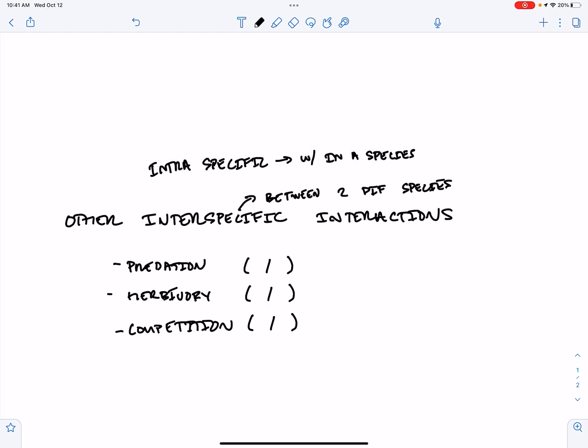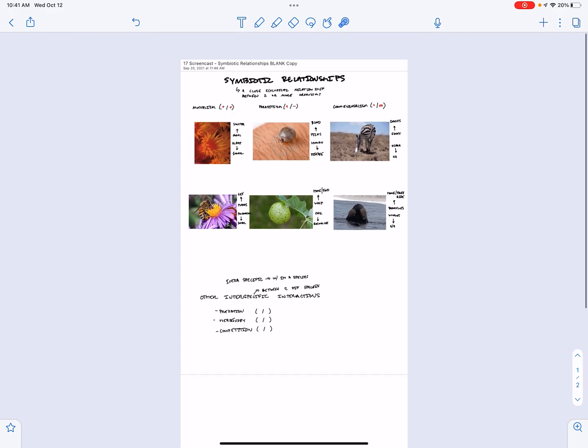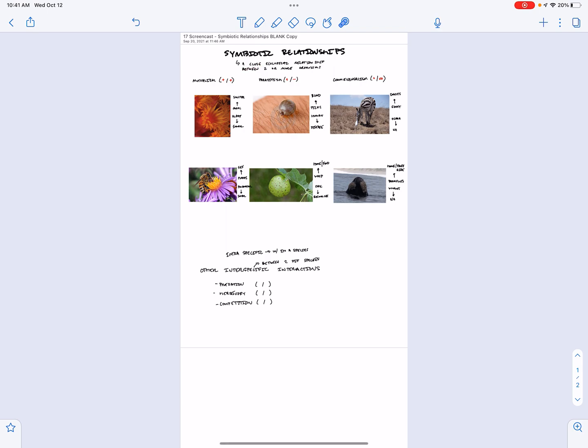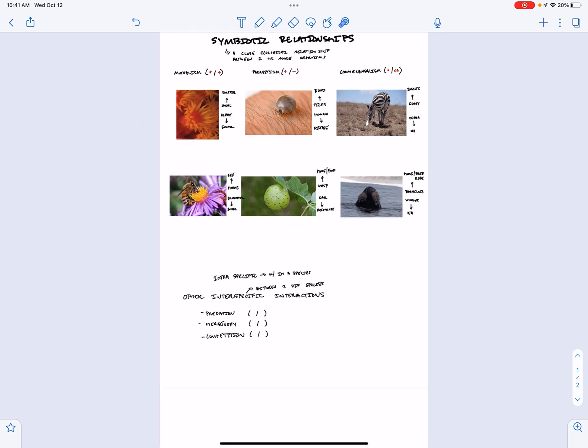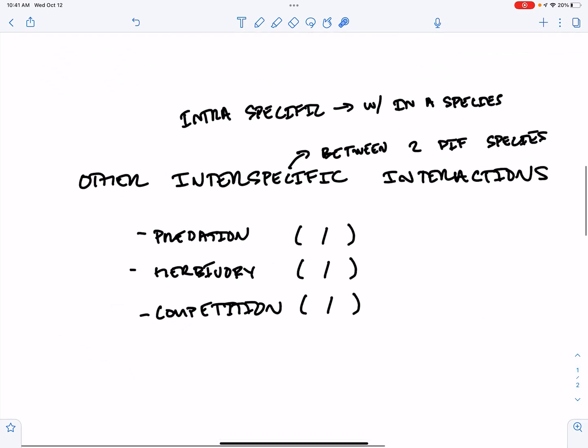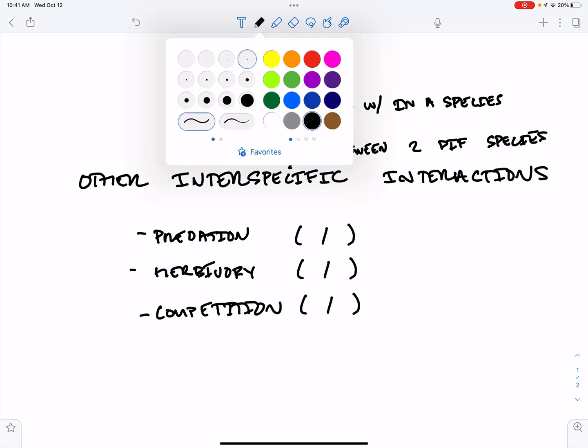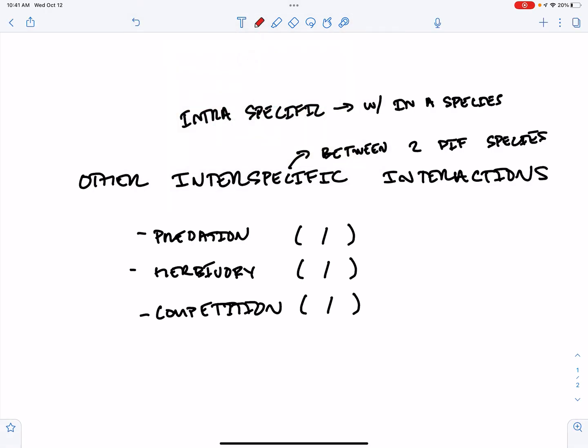Other forms of interspecific interactions that are important but maybe don't quite fall to the level of symbiosis because they're not so close or so tight, like physically close. An example would be predation. So when you have a lion eating a gazelle, this would be an example of a predator and prey. It's positive for one and negative for another.